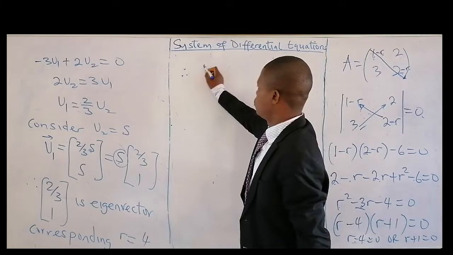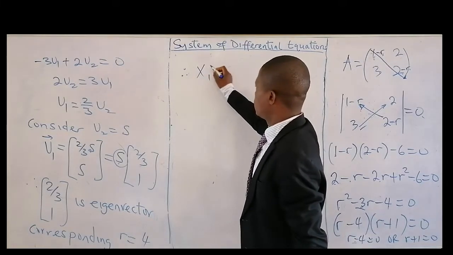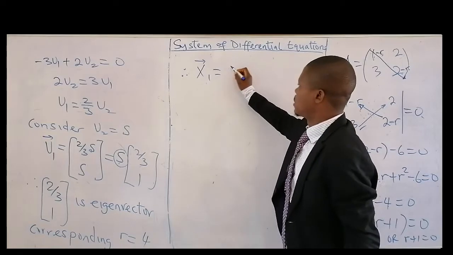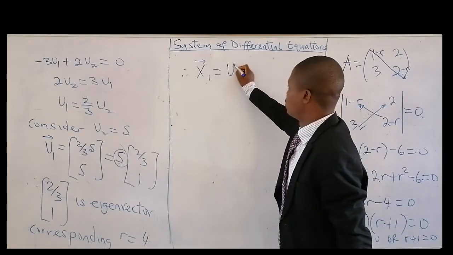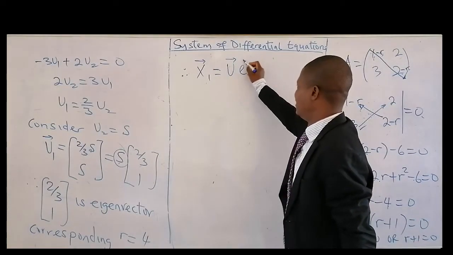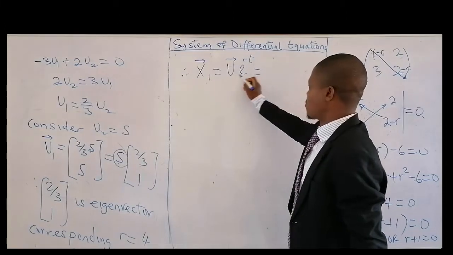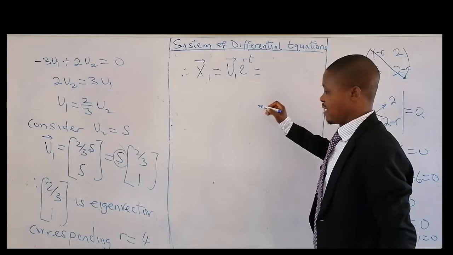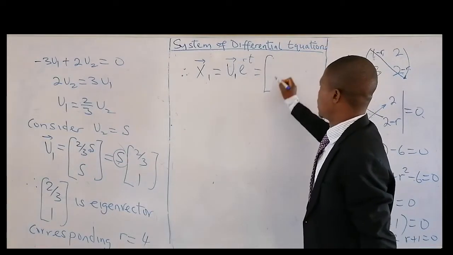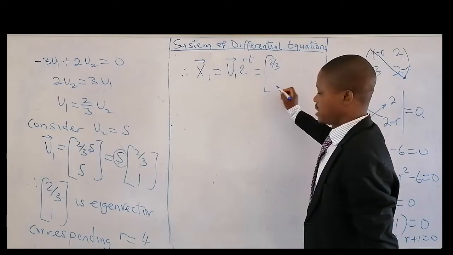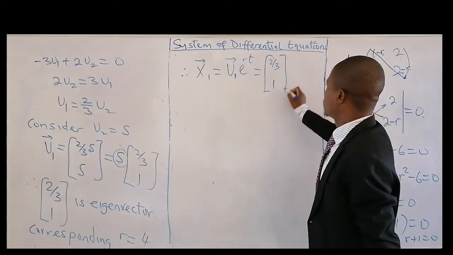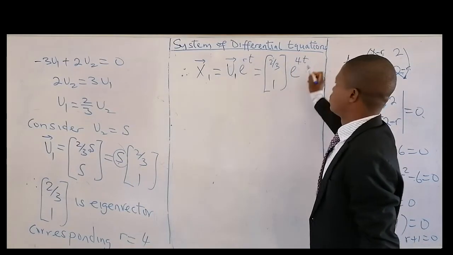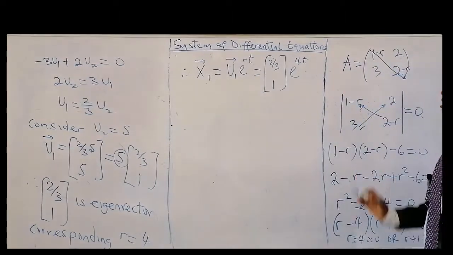Therefore, the first solution of the system is x1, and that's equal to, don't forget the formula, we said what? This. So substitute that. This one is the first eigenvector, which is 2 over 3, then 1, then exponential. Our r is what? 4t. So that's the first solution to the system.